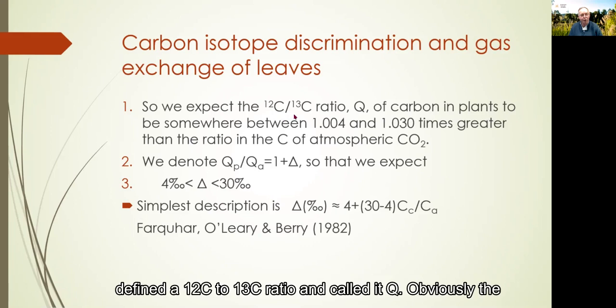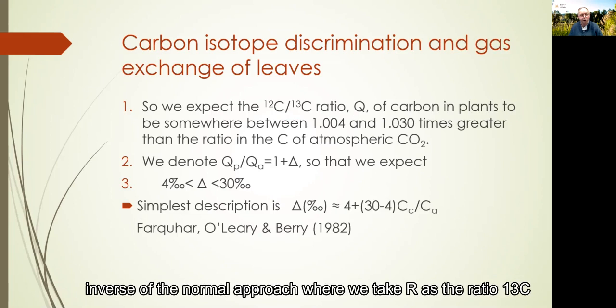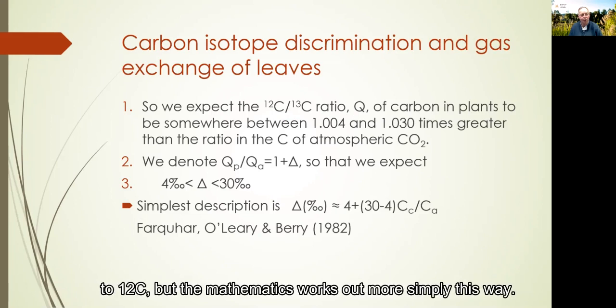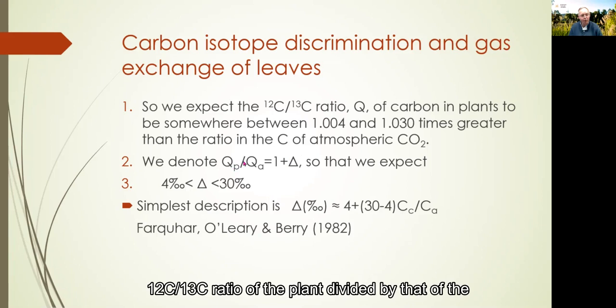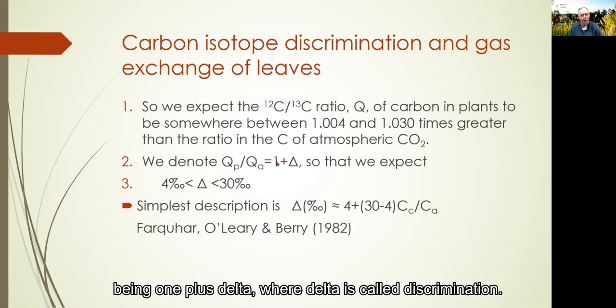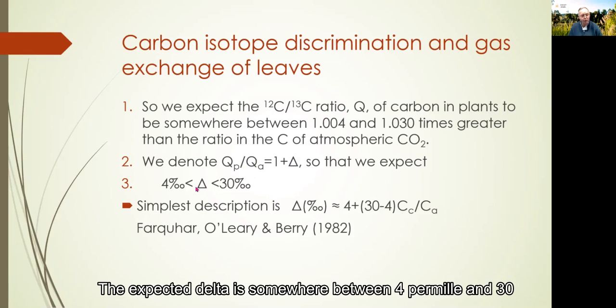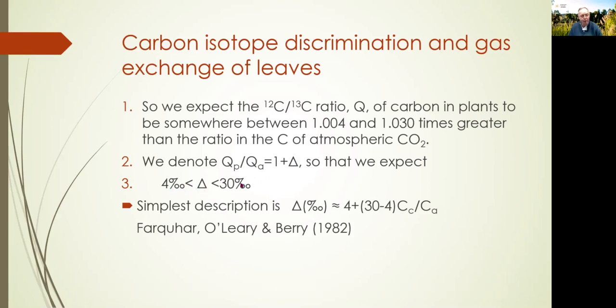I've defined a 12C to 13C ratio and called it Q, obviously the inverse of the normal approach where we take R as the ratio 13C to 12C, but the mathematics works out more simply this way. So if we denote the 12C 13C ratio of the plant divided by that of the atmospheric source CO2, if we denote that ratio as being 1 plus delta, where delta is called discrimination, we expect that delta is somewhere between 4 per mil and 30 per mil.